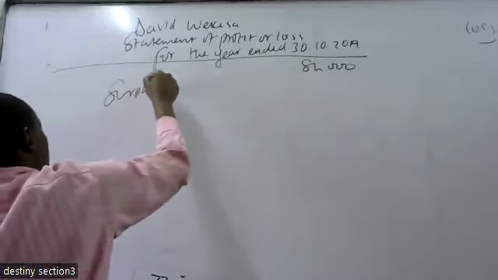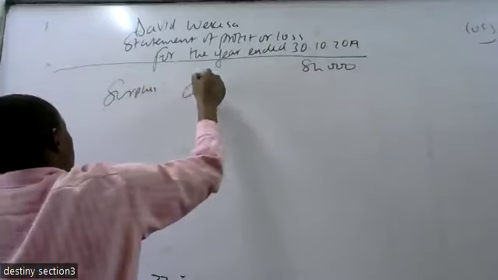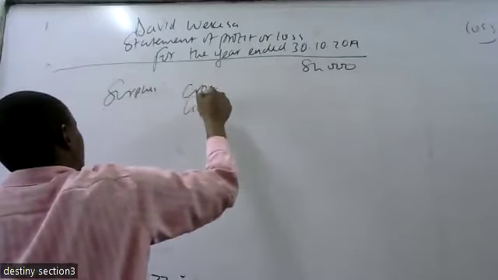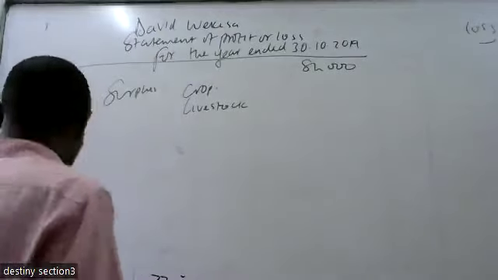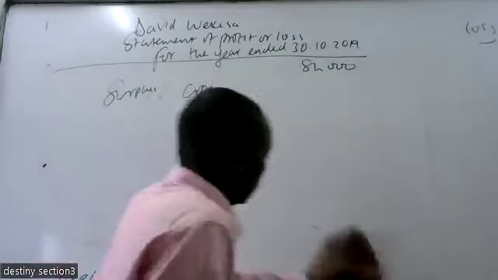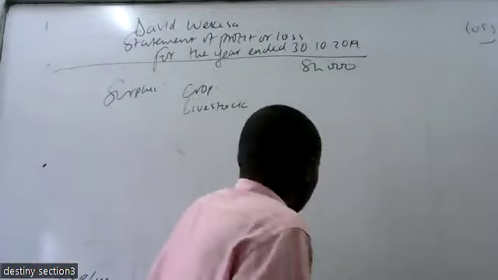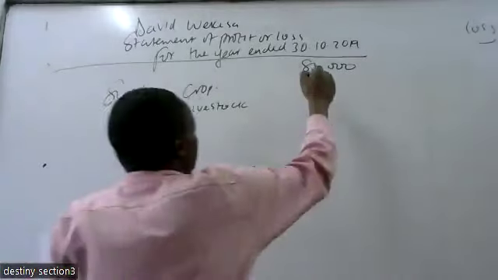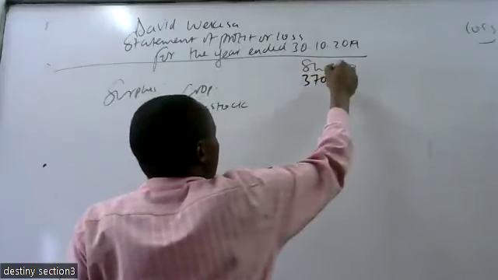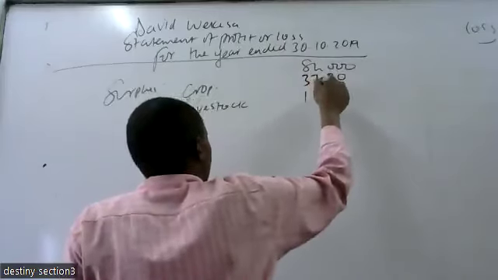Surplus from crop and livestock. From crop, it's 37,080. From livestock, 11,920.